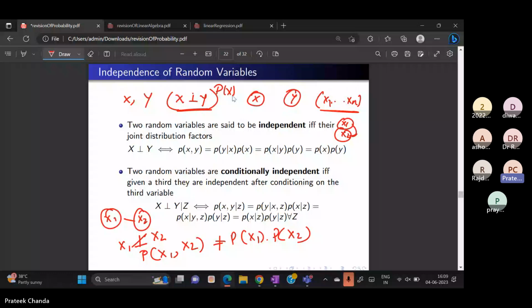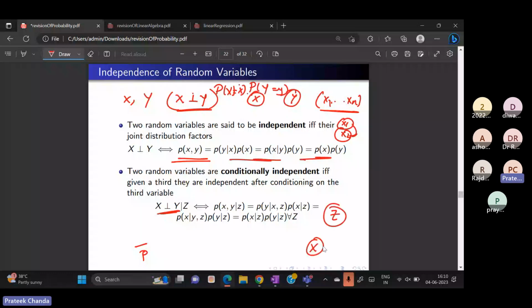Similarly, we also have the case of conditional independence: x and y are independent given z. In a probabilistic graphical model structure, z is a node in the graph, and x and y are also nodes. So x and y are independent given z. That means it can look something like this: x is dependent on z, y is also dependent on z, but given z, x and y are independent.